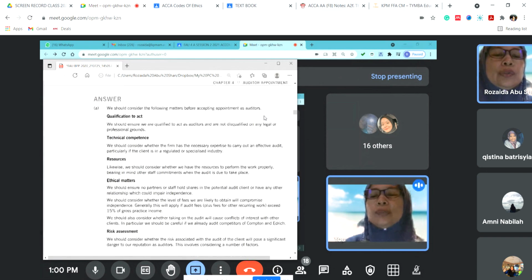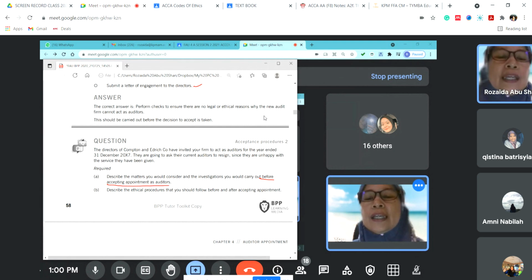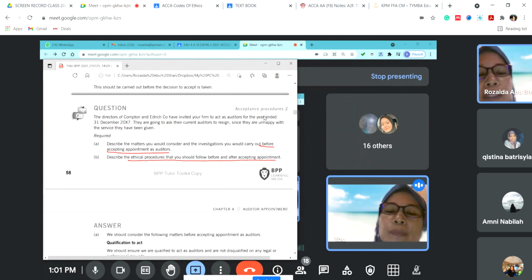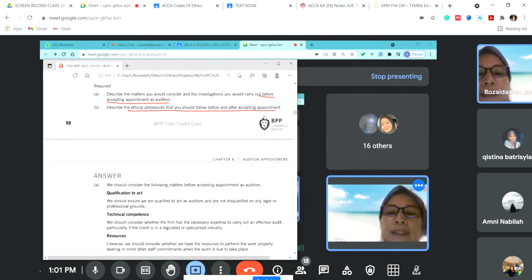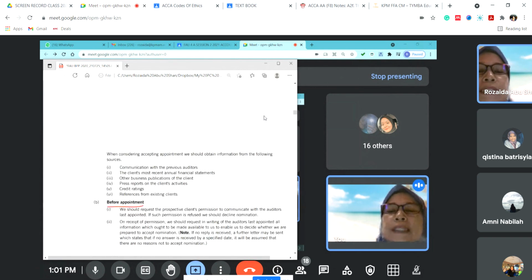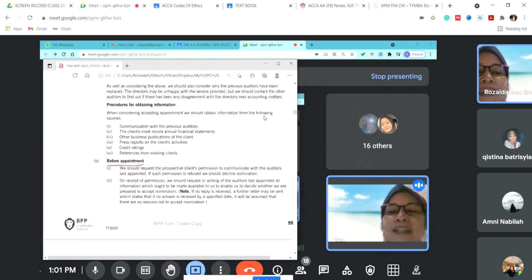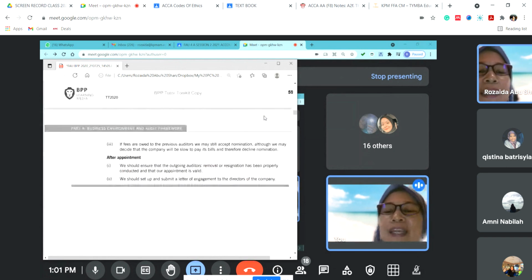Okay. So these are the factors. Okay, so it says describe the matters you should consider and the investigation you would carry out before. So this is before. Earlier was the story on after, and describe the ethical procedure that you should follow before and after accepting the appointment. So in this situation you must thoroughly know what the matters are before appointment. Okay, one, before accepting appointment. Okay, we should consider the following matters before accepting appointment. Before accepting appointment and before appointment. Okay. There are different ones after appointment.